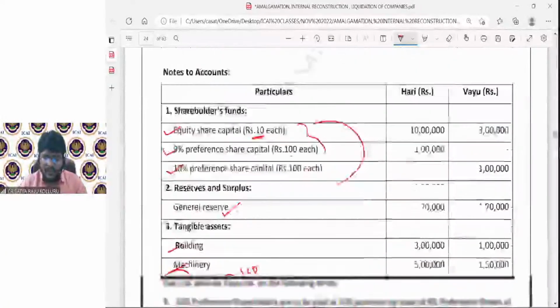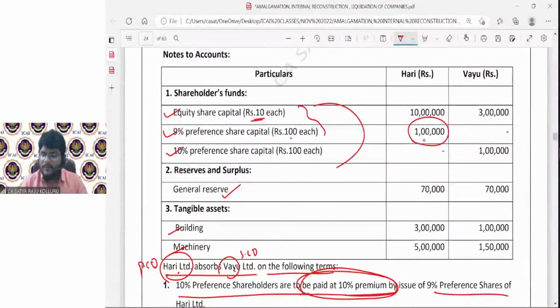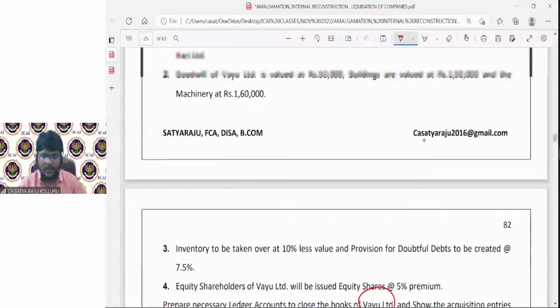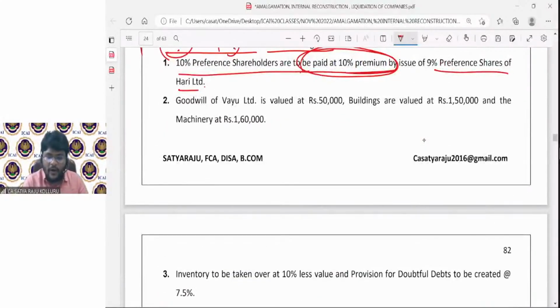come to the preference share capital. For this 1 lakh, we are paying 1,10,000. For this 1 lakh also we are paying 1,10,000. But the issue is at par only. That means how many preference shares are we going to issue? 1,10,000 divided by 100 equals 1100 preference shares. Super. Next. Goodwill of Vayu Limited is valued at 50,000. Buildings are valued at 1,50,000. And the machinery at 1,60,000. These are agreed values.